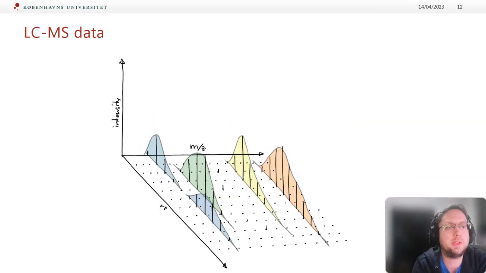When we talk about peaks in LCMS data, we can mean one of two things: a mass peak, that is, a peak in the mass spectrum, or we can mean a chromatographic peak.